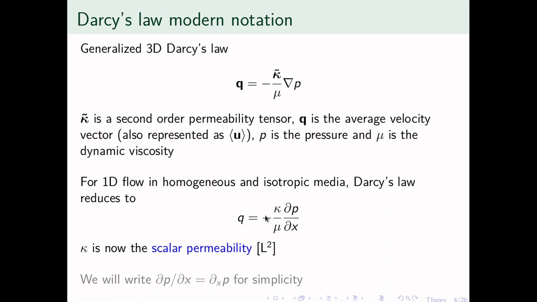It's usually easier to model the same system in 1 dimension, so we can reduce Darcy's law to 1 dimension, and this causes the permeability to be a scalar permeability. So it's much easier to model this as a scalar than to model it as a tensor.